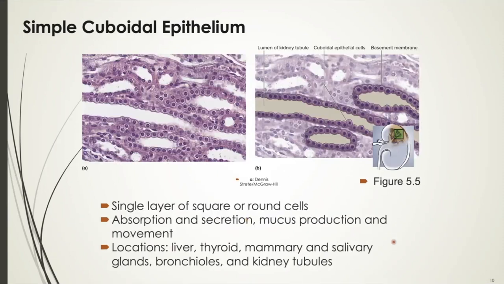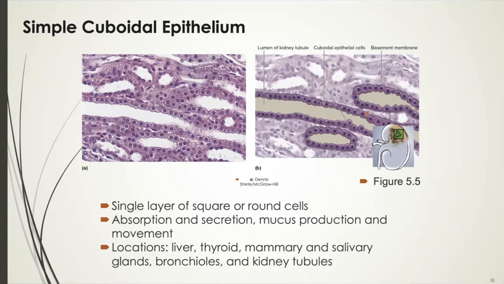So your simple cuboidal epithelium. As you can see, they look like little cubes. Boom, boom, boom, boom. Little dice or cubes. Looking at a nice kidney here. If you look at your simple cuboidal here, one layer, just like I was telling you, that's the simple part. Cuboidal is the shape of the cells. So what we're looking at here is the lumen of the kidney tubule. And here are the cuboidal epithelial cells, all together making tissue.